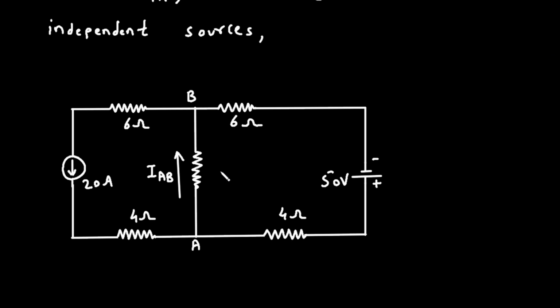Now here in this circuit, we have to remove this RL. Now remember that we have to find this current IAB. That means our load resistor will be 8 ohm. So let's remove this RL. And now this will be our RTH.